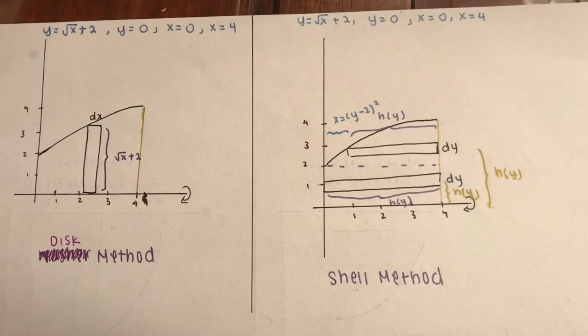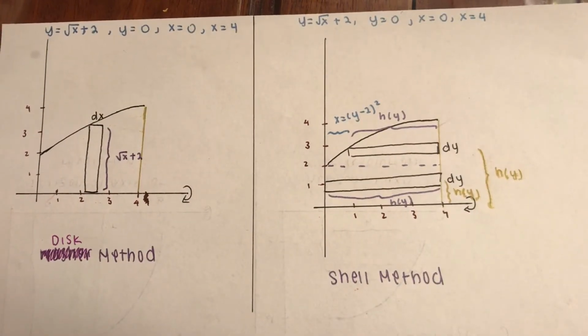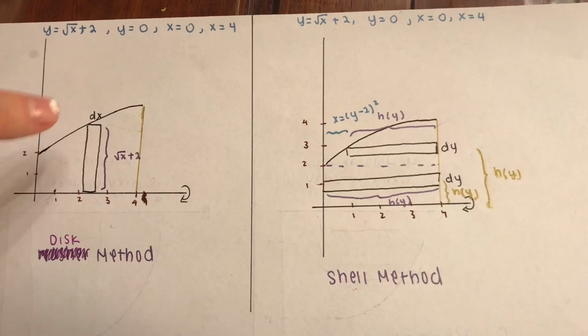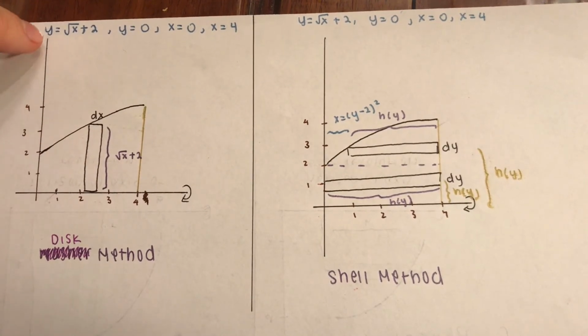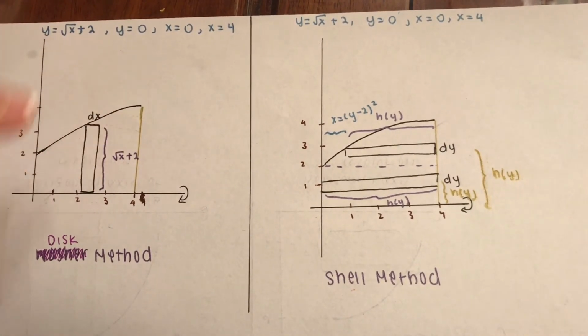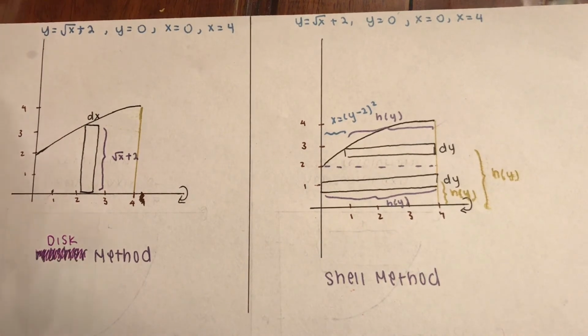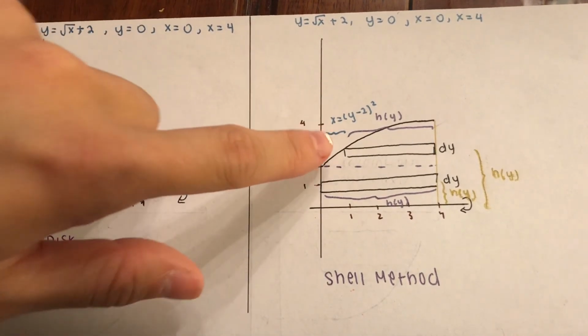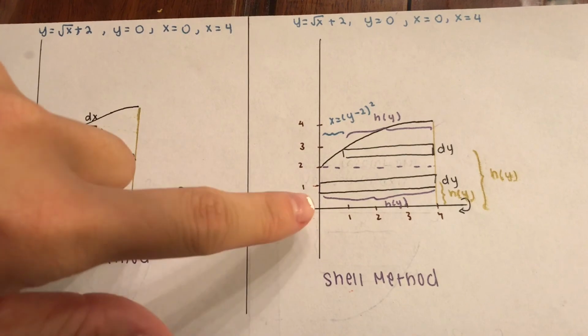So for this particular problem, the disc method would be a lot easier because it's in terms of dx, and the function's already given in terms of x, so you don't have to change the equation or anything. And because we don't have to set up two separate integrals as we have to do for the shell method.